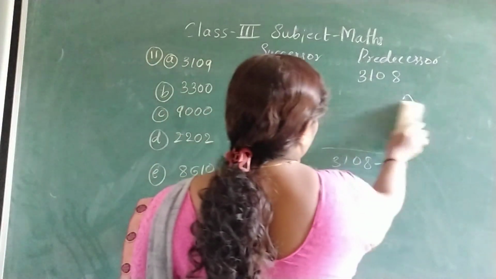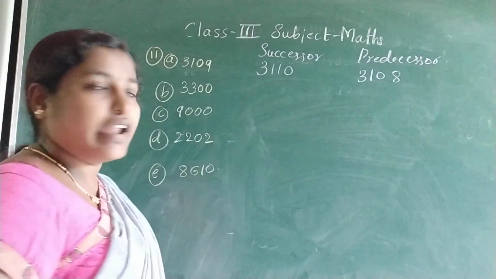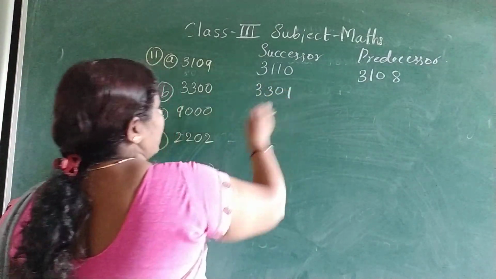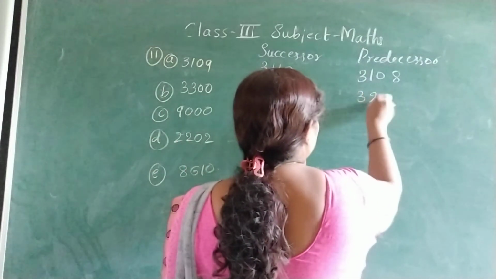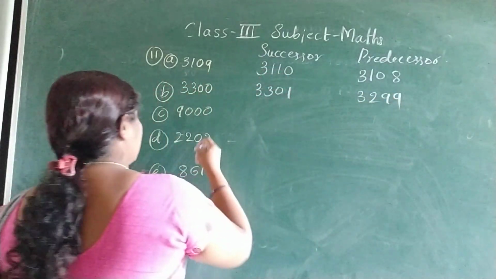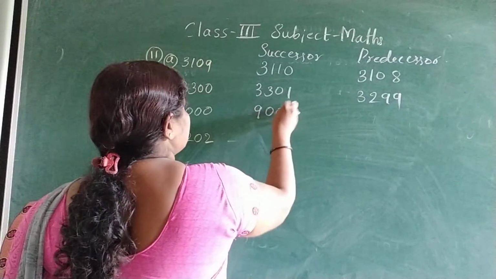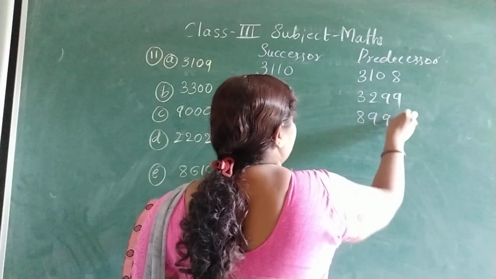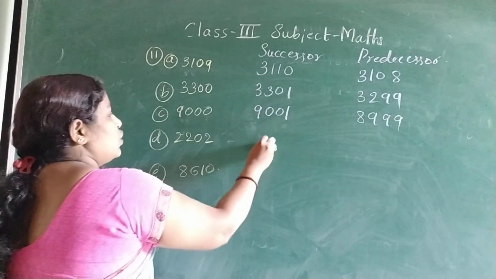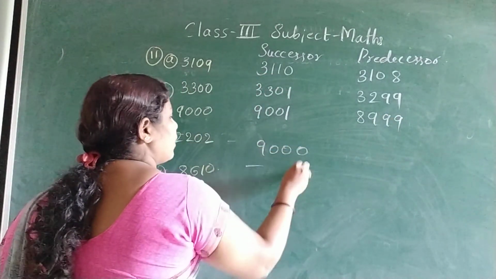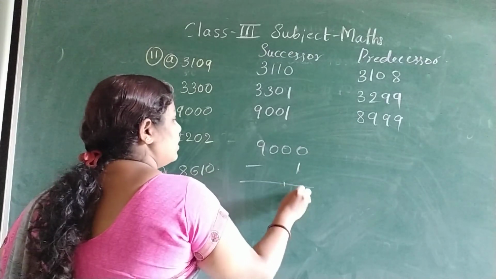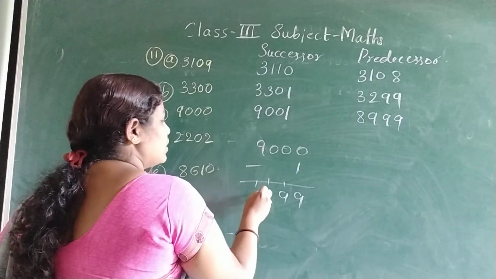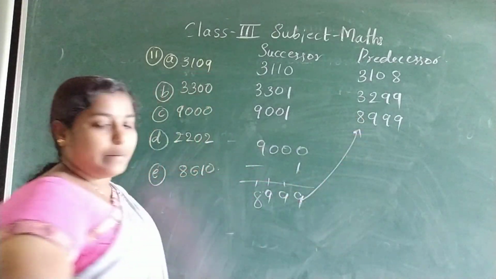Okay? Will you write this? Yes, we will write it. 3,301. So 3,299. 9,001. 8,999. Minus 1 you do. So 10 minus 1, 9. Again 10 minus 1, 9. 10 minus 1, 9. 9 minus 1, 8. So that is the predecessor.